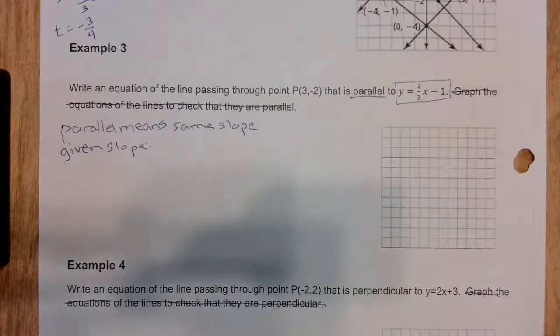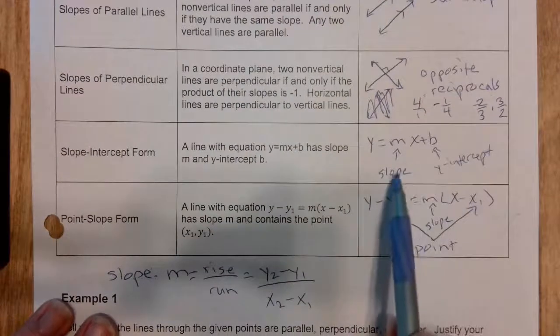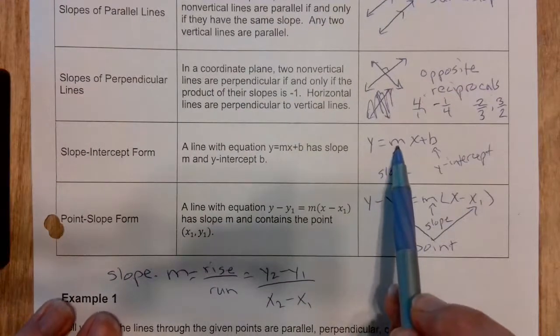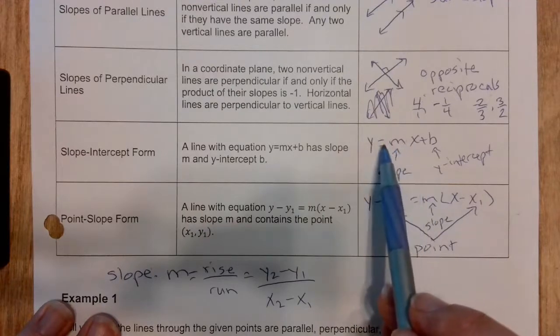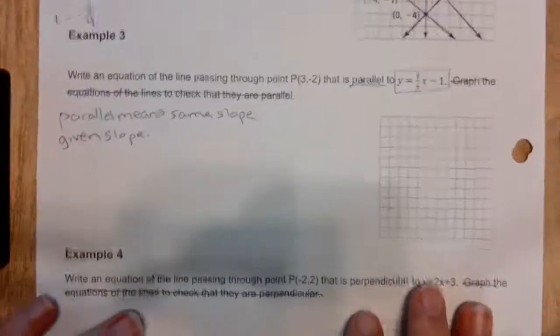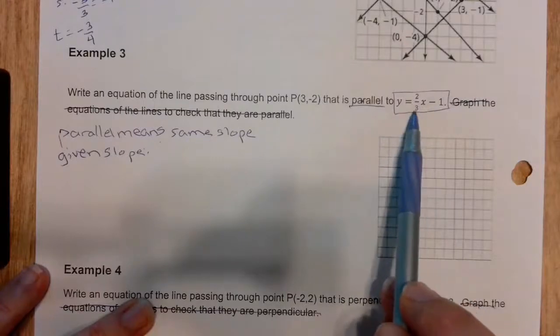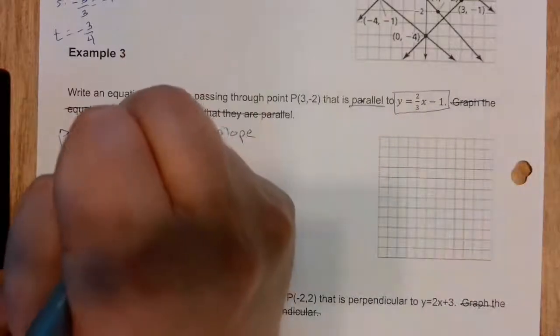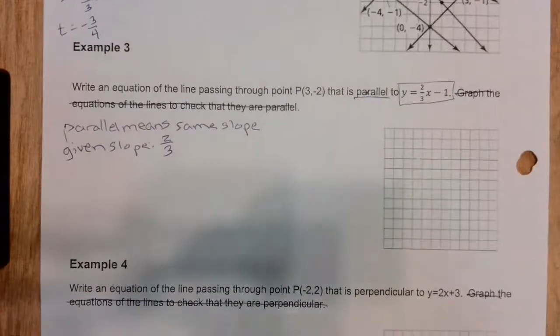What is the slope in that equation? The slope, remember, it's in this form right here, y equals mx plus b. The slope is the number between the equal sign and the x. Between the equal and the x. So what is the slope between the equal sign and the x? It's 2/3. That's the slope they told us.